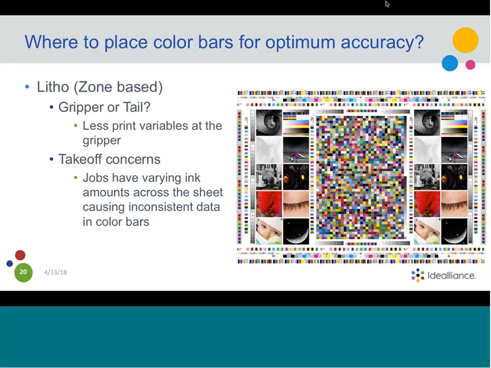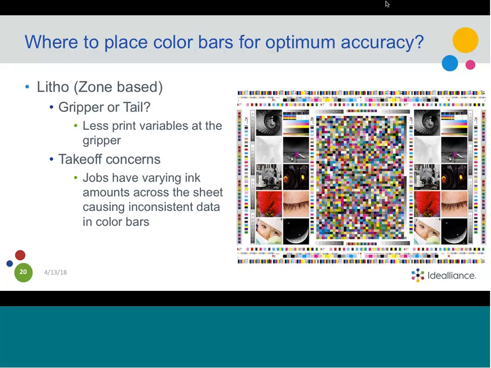Gripper and tail is also another area. Do you put the color bars at the gripper? Do you put the color bars at the tail? I think there'd be less print variation at the gripper, and more newer presses and print shops are migrating to putting the control bars on the gripper side of the press sheet.